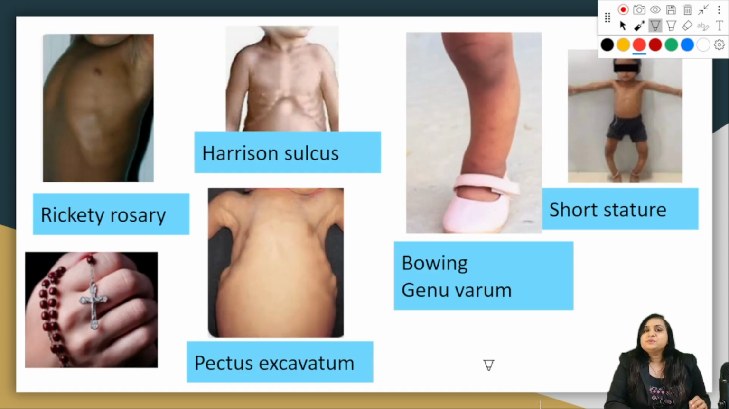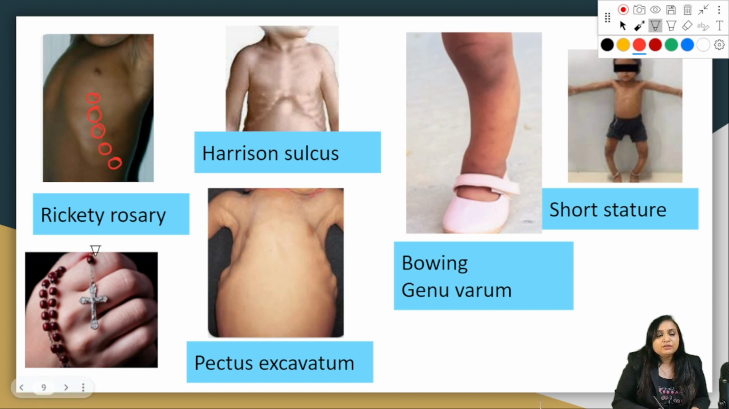So what are the deformities which are seen in cases of vitamin D deficiency? It causes defective mineralization and there will be a bony deformity of all sorts. First and foremost, there will be a swelling of the costochondral junction in the form of a rosary, which is used by many religions for the purpose of worship. So it is called rickety rosary. These are all prominences of the costochondral junction, which look like beads. There is a Harrison sulcus. Because of weak bones, the attachment of the diaphragm is seen with the rib, that is called Harrison sulcus.